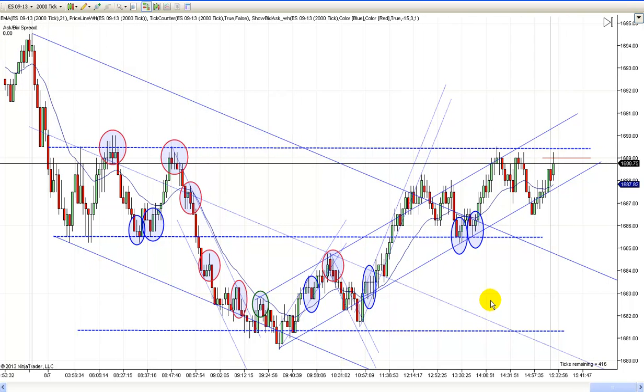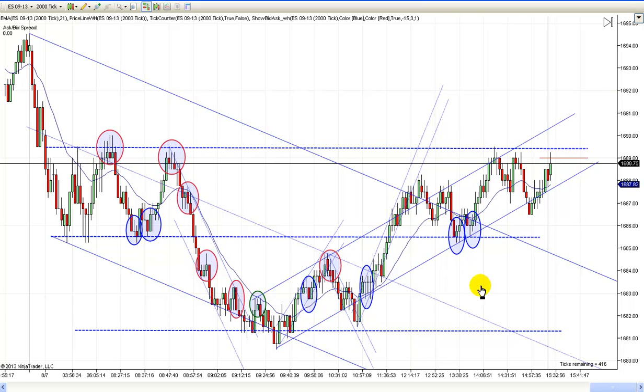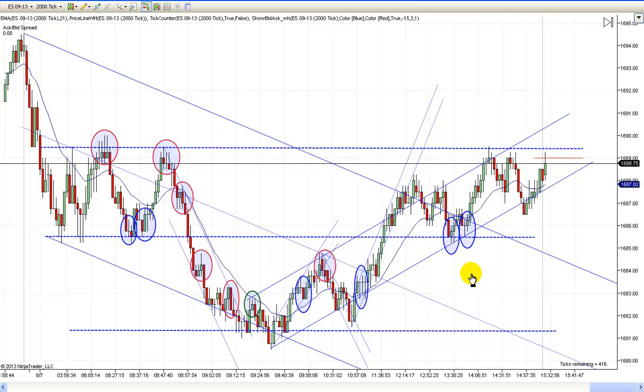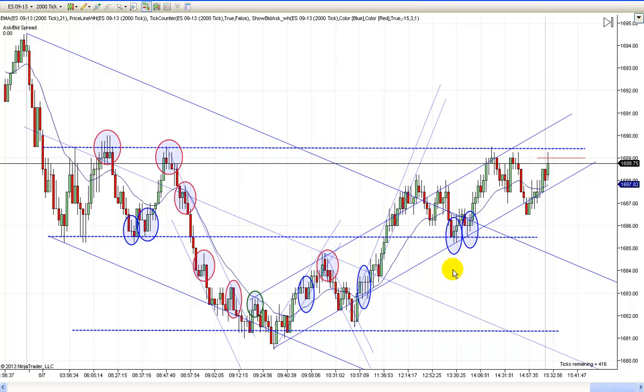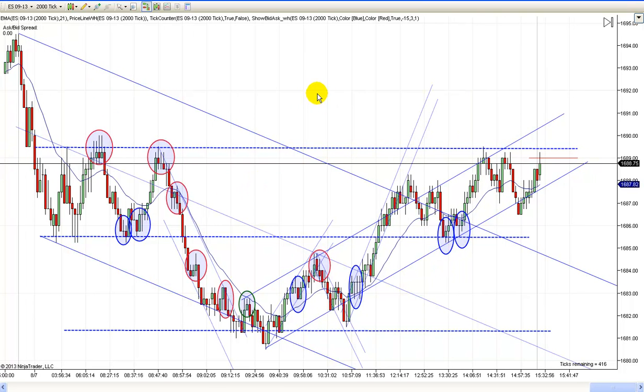So there were some opportunities. I marked the ones that I like that are the higher probability ones, but there's some other trades in there as well. Just because I didn't mark it doesn't mean that it wasn't a good trade. I just don't like it for whatever reason, even though it might have still worked out.